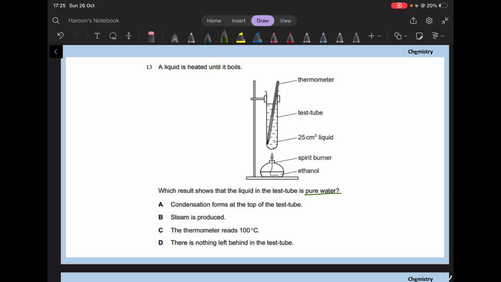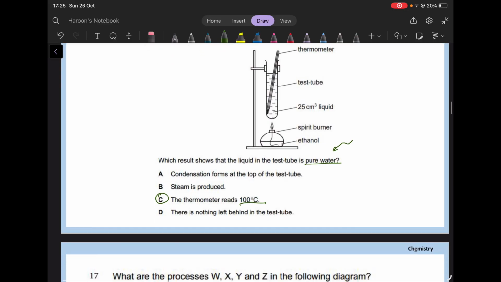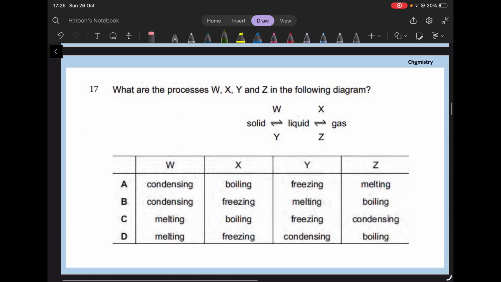So this is basically a test for purity as well. Because we are referring to pure water, it will only boil at 100 degrees Celsius. So that is its test. The temperature reads 100 degrees Celsius during the boiling state. So you can see a liquid is heated until it boils, right? So during boiling, water should boil at 100 degrees Celsius exactly.